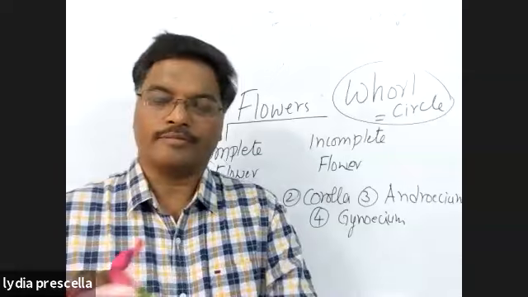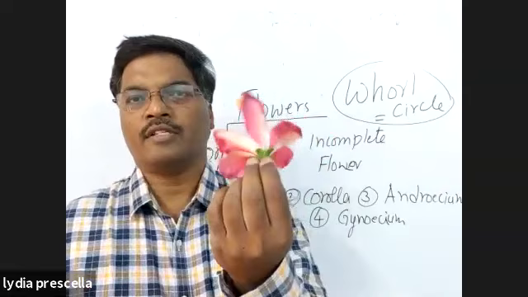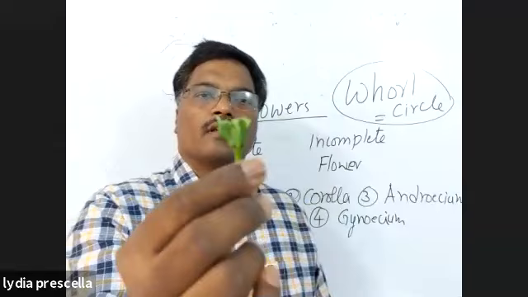You know this flower, hibiscus. This flower is called the hibiscus. And this is that green part, this part. This is the calyx. This is the calyx.